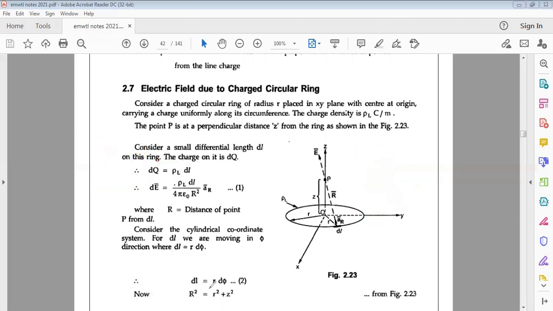Now, what is the R square here? R square means r square plus z square. Why? The hypotenuse square is equal to the sum of the squares of the sides. See here, it looks like a right angle triangle, with the distance r here and the distance z, and the hypotenuse is capital R. So capital R square is equal to small r square plus z square. Got it?